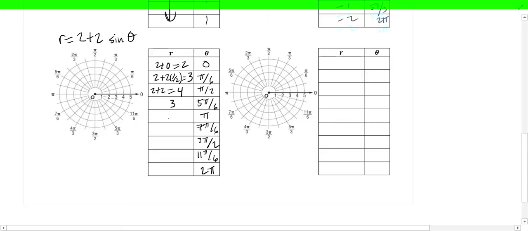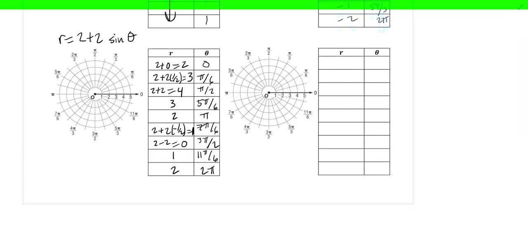At pi, it's 2. At 7 pi over 6, that makes it in the third quadrant, so it's negative now. So it's actually 2 plus 2 times a negative 1/2, which means it's 2 minus 1, which is equal to 1. At 3 pi over 2, it's a negative 1, so it's 2 minus 2 equals 0. At 11 pi over 6, it's still 1, and at 2 pi, it goes back to 2. So let's graph this and see what it looks like.